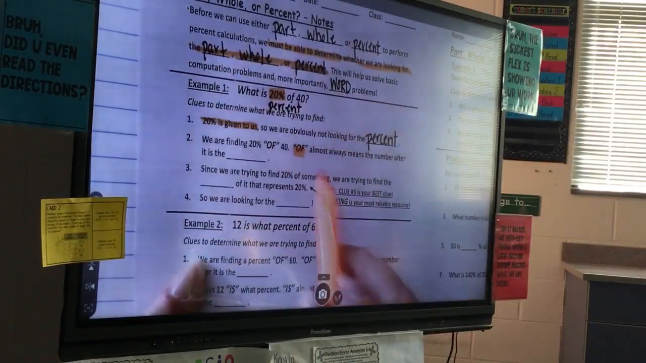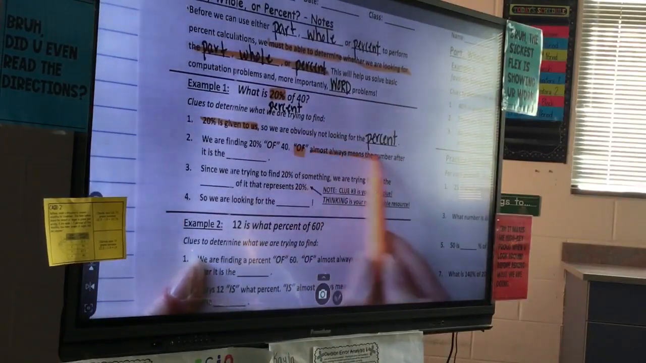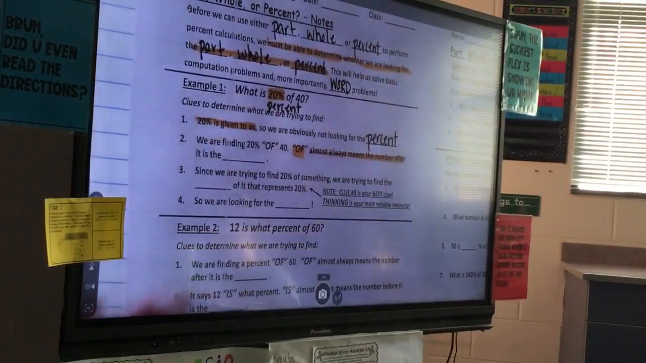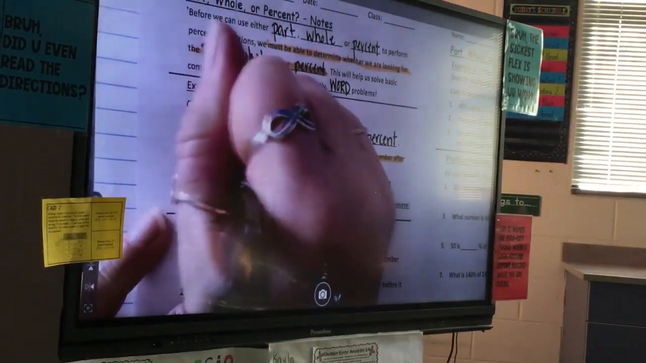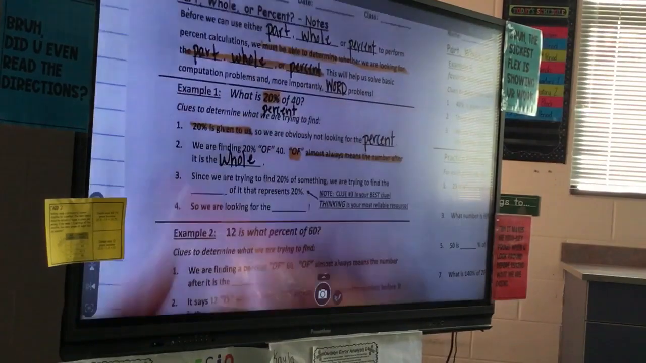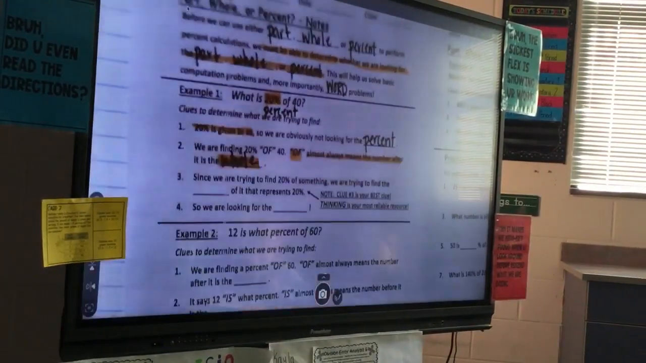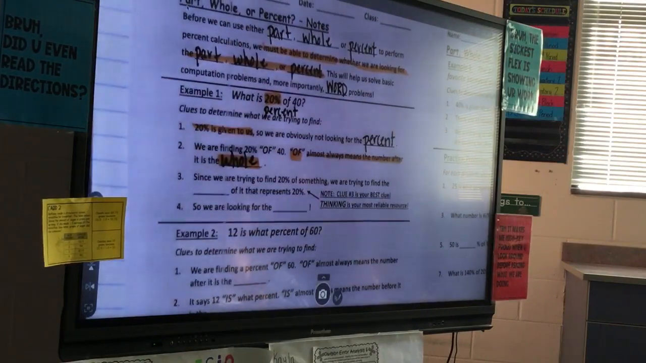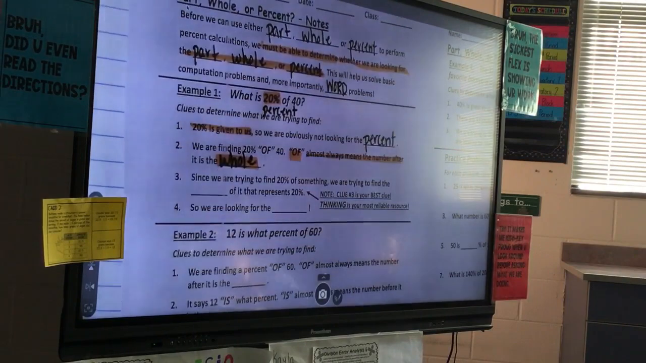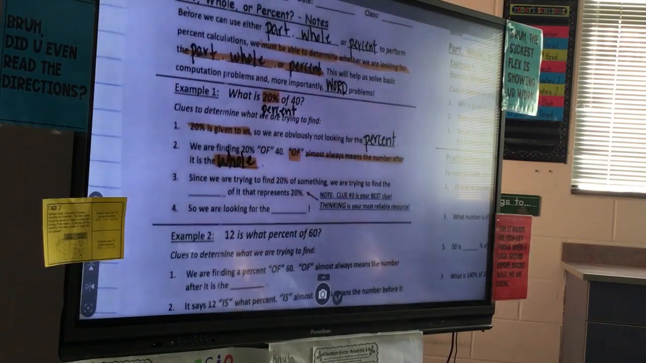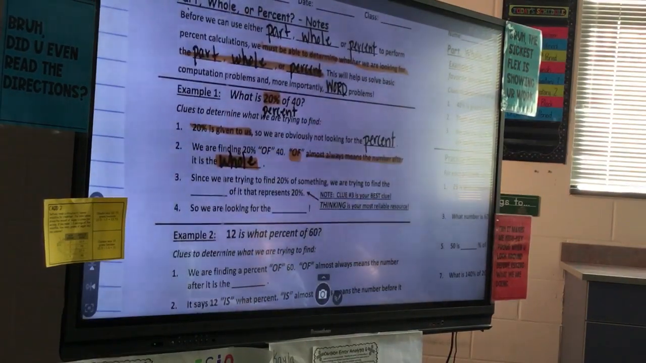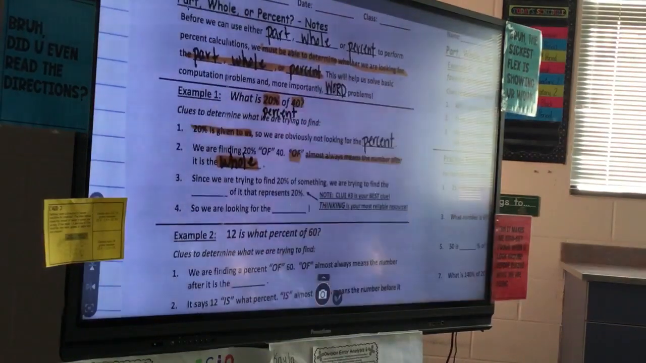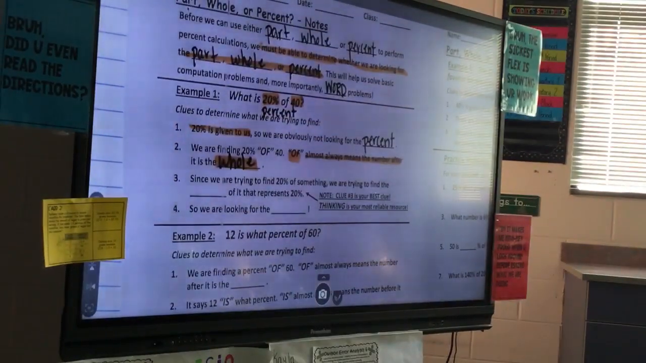Of almost always means the number after is the whole. Okay? So 9 times out of 10, if you see 20% of a number, you know that second number is your whole. So in our problem here, 40 is what? The part or the whole? It is the whole.